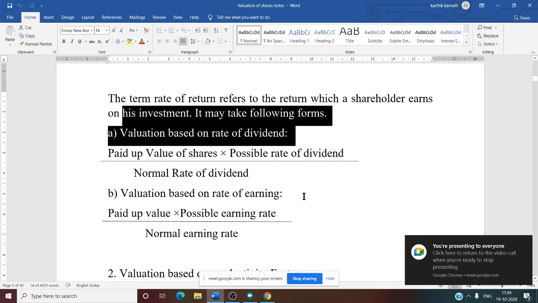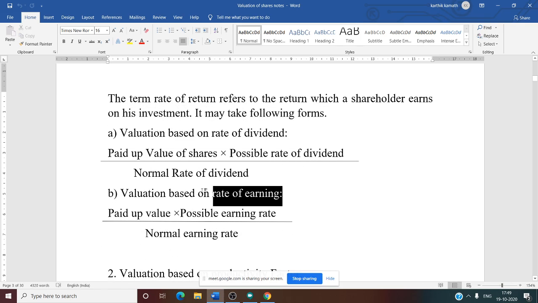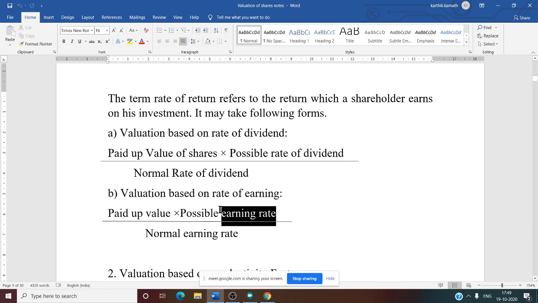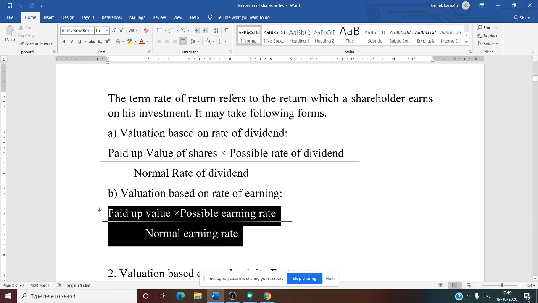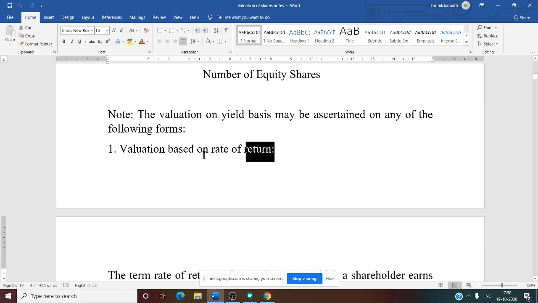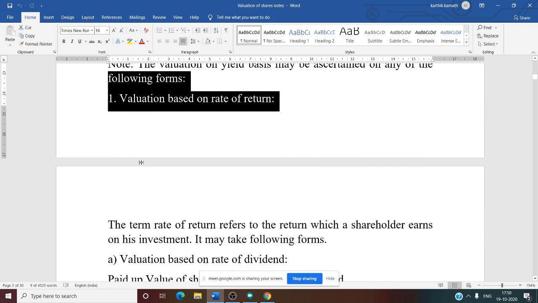So now the second subtype is valuation based on rate of earning. In this case, instead of dividend, we write earning rate. See, this is the same formula, but instead of dividend, you write rate. Paid up value into possible earning rate divided by normal earning rate. So this is one more formula, that is rate of earning.